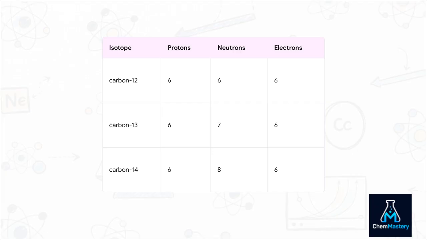But look at the neutrons column. Carbon-12 has 6 neutrons. Carbon-13 has 7. Carbon-14 has 8. That changing number of neutrons in the nucleus is entirely responsible for the changing mass number of the atom. It's the exact same chemical element, just carrying a slightly heavier backpack.